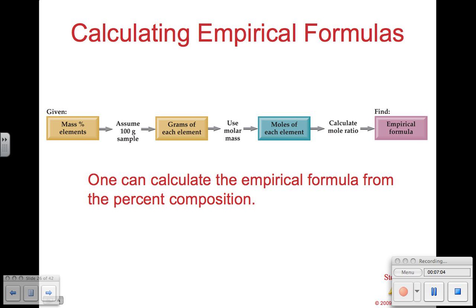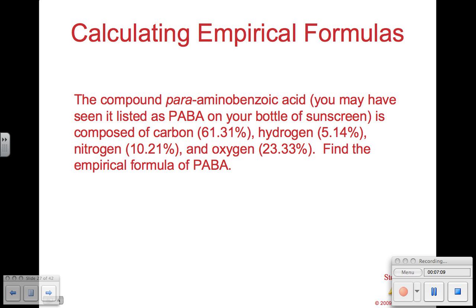So let's say I have this para-amino benzoic acid, or PABA, which is found in sunscreen, and it's composed of 61.31% carbon, 5.14% hydrogen, 10.21% nitrogen, and 23.33% oxygen. And we want to find the empirical formula. So the first step is to assume that I have a 100-gram sample.